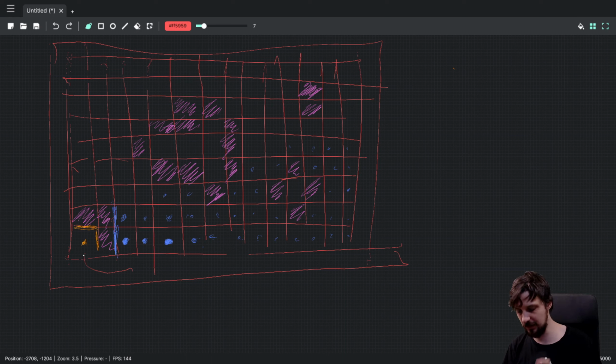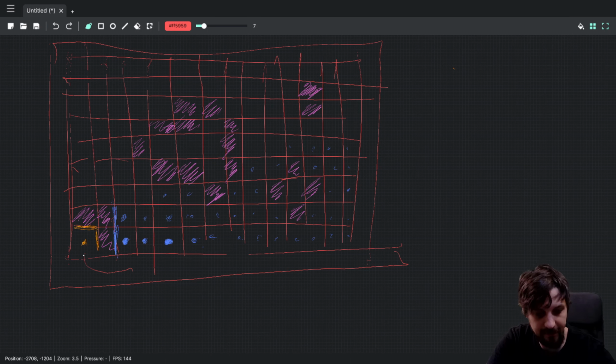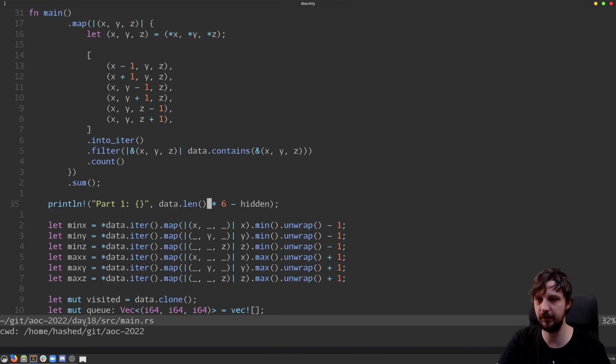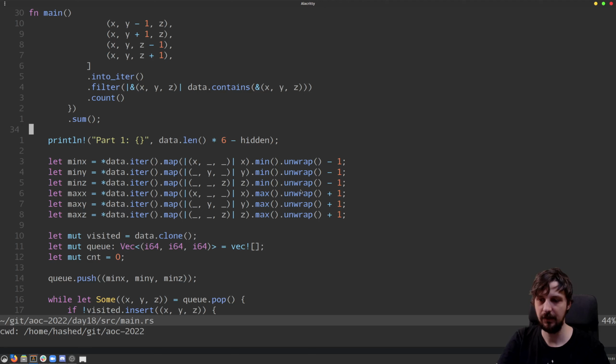So this is an additional little trick for this puzzle to keep in mind. Probably you can do this a different way. I chose this way. So how did I do that?